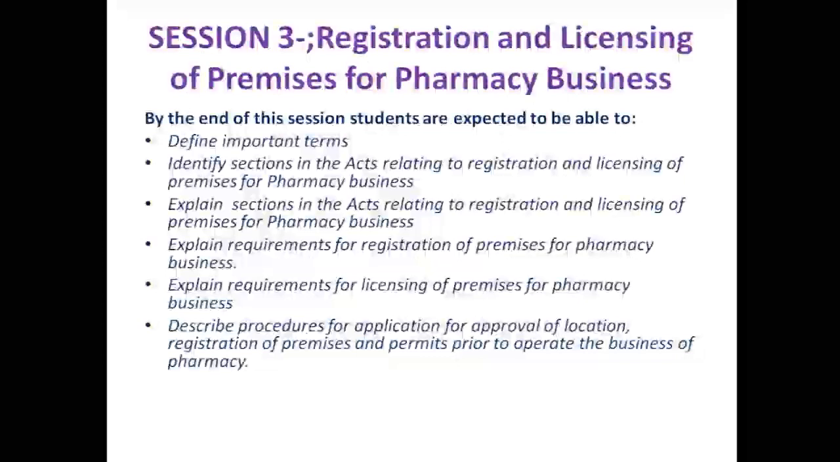By the end of this session, students are expected to be able to define important terms, identify sections in the acts relating to registration and licensing of premises for pharmacy business, explain those sections, explain the requirements for registration of premises for pharmacy business, explain the requirements for licensing of premises for pharmacy businesses, and describe procedures for application for approval of location, registration of premises, and the permits prior to operating the business of pharmacy.